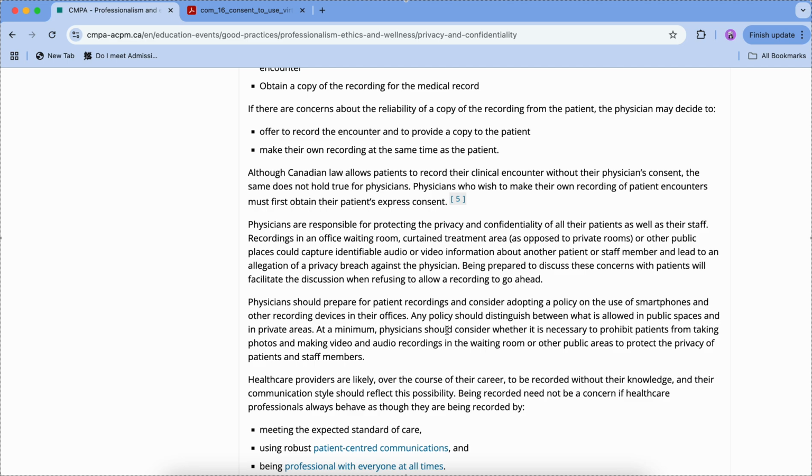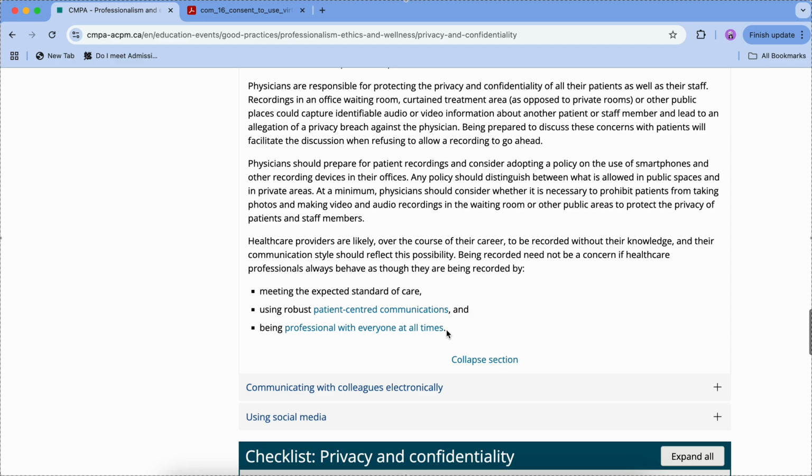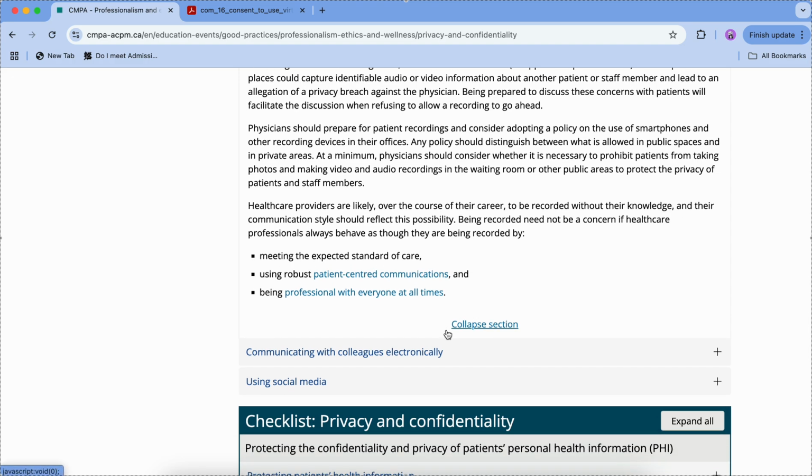Healthcare providers are likely over the course of their career to be recorded without their knowledge, and their communication style should reflect this possibility. Being recorded need not be a concern if healthcare professionals always behave as though they have been recorded: by meeting the expected standard of care, using robust patient-centered communication, and being professional with everyone at all times. So that's what it is, like, if you work in a small town, whether you are inside your clinic or in the grocery store meeting someone, your behavior, your style, your way of communication should always be professional. Even though someone makes a recording in the grocery store and you mistakenly came on that, you will be acting as the same person as you act in your office. So I think that makes it simple: being professional with everyone all the time, doesn't matter where you are.